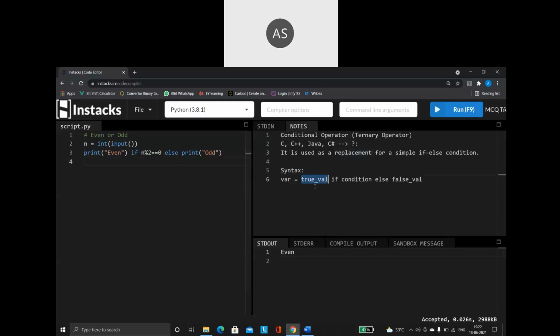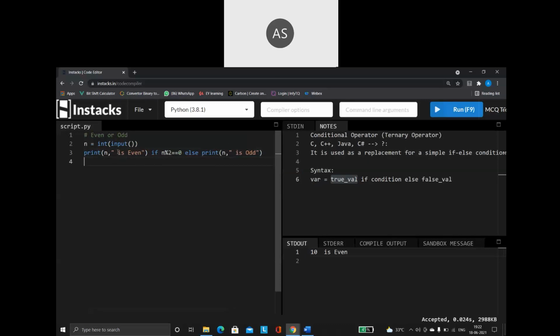Remember, when the condition is true, what needs to be done? That is what you have to give first. So here, this is my condition. If this condition is true, then it means the number is an even number. So that is what I'm going to print here. If you want, you can print like this also: n, comma, is even. And n is odd. How we want to print is entirely our choice. The print statement, how you want to do it, is entirely your choice.